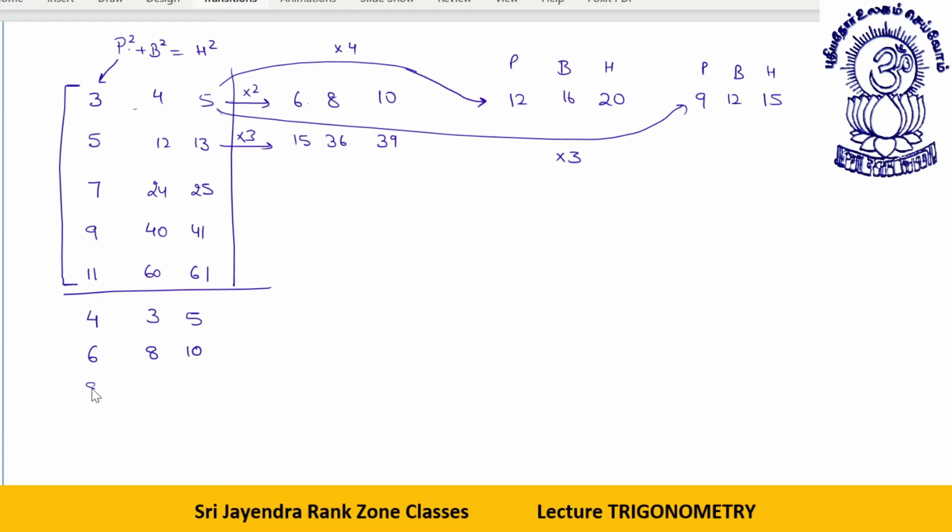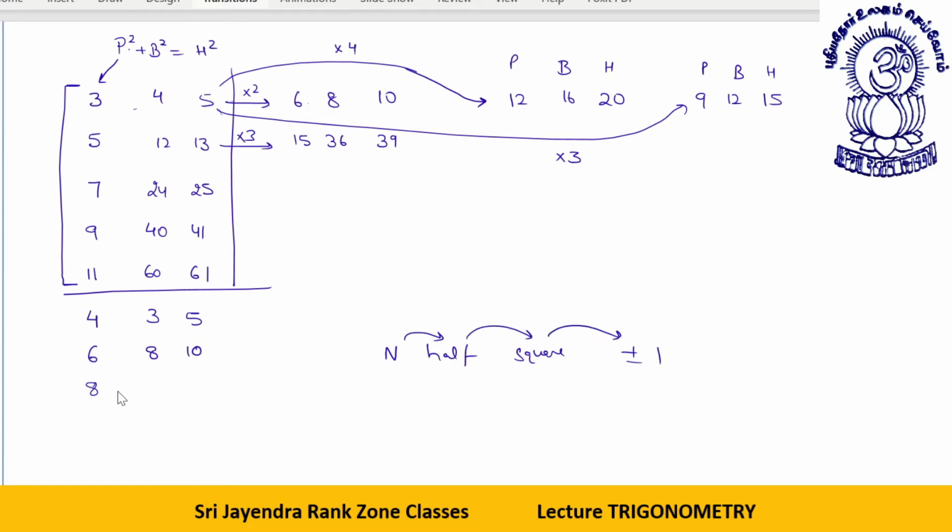I'll do one more, 8. Very, very important one, 8. Half of 8 is 4. Square of 4 is 16. Half then square. Here what you do, half, then you do square, then you do plus minus 1. This is the process. Take any number n, you do half of it, then you do the square of that, then you do plus minus 1.